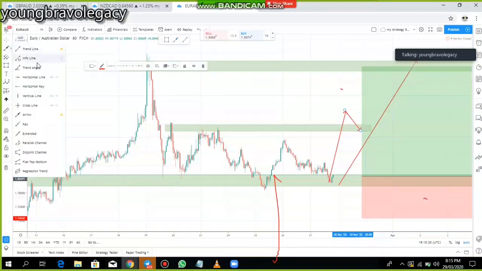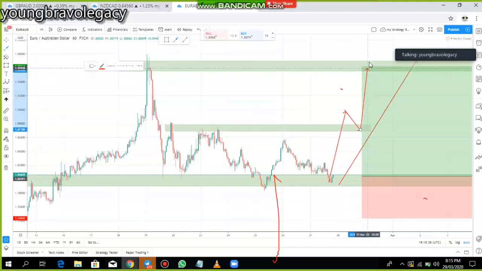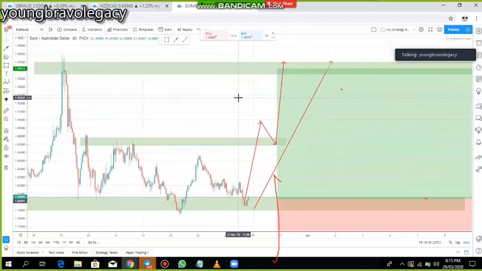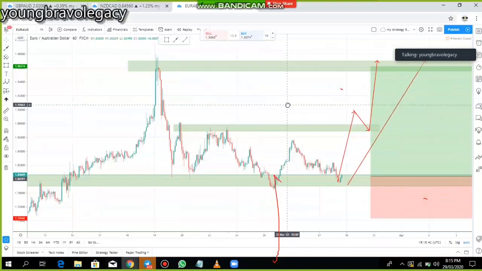Then if this market could retrace and retest this zone, there's no probability there. We are going to come to this high very fast, and our stop loss will be very, very small. This is a very good trade, but we have to wait.